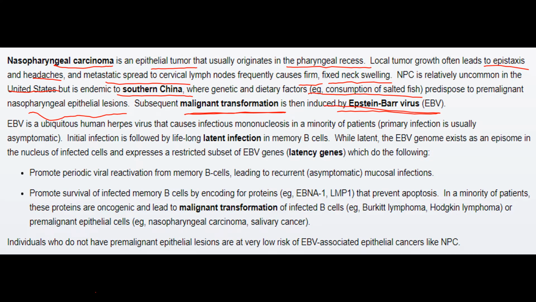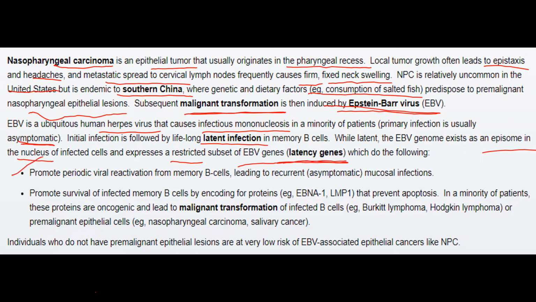It is a ubiquitous human herpes virus that causes infectious mononucleosis in a minority of patients. Primary infection is usually asymptomatic. Initial infection is followed by lifelong latent infection in memory B cells. While latent, the EBV genome exists as an episome in the nucleus of infected cells and expresses a restricted subset of EBV genes, that is the latency genes, which do the following.